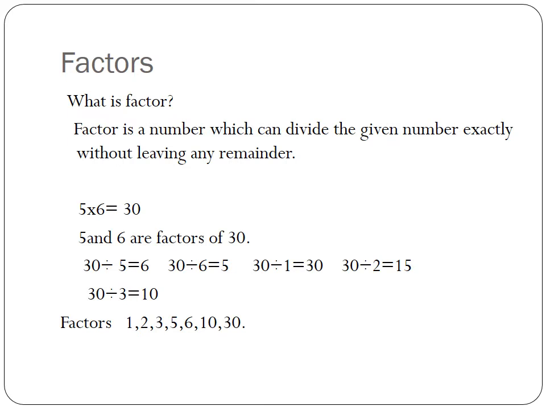A factor is a number which can divide the given number exactly. 1 can divide 30 exactly without leaving any remainder. 2 can divide 30 without leaving any remainder. And 30 is divisible by 30 also.